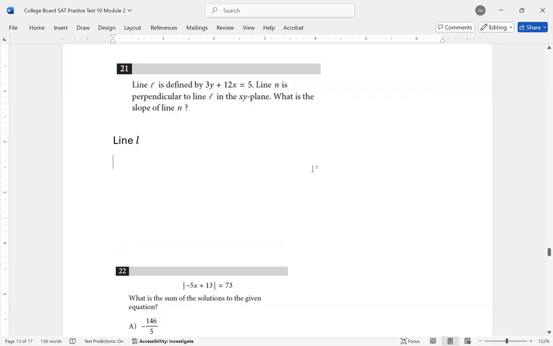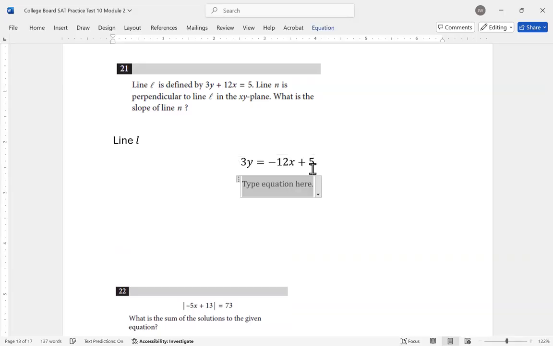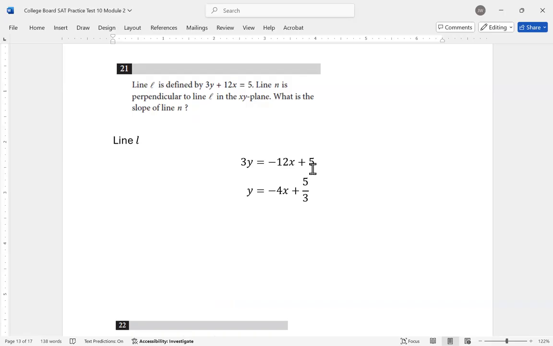And I'm going to rewrite that so I can more easily see the slope. I'm going to write that in slope-intercept form. In order to do that, I will subtract 12x from both sides, giving me 3y is equal to negative 12x plus 5. And then I divide everything by 3. That would give me y is equal to negative 4x plus 5/3. So the slope of line L is negative 4.